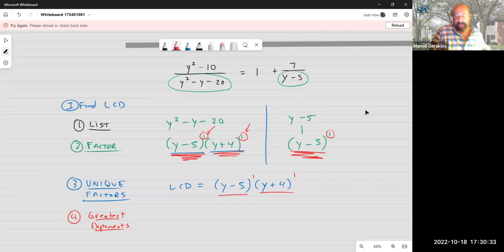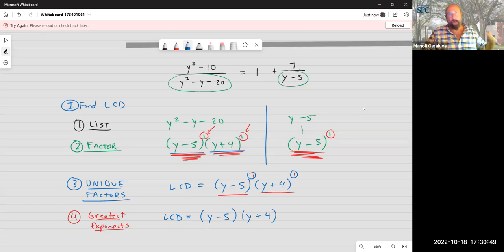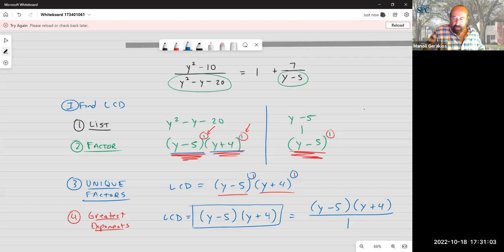Okay, how can we use the LCD? Let's clean it up one more level. Y minus 5 to the first power is y minus 5. To the first power goes away. It's still there, but doesn't need to be written in. Y plus 4 to the first power, these first powers can go away when you're summarizing the results. But I also need to be prepared to use the LCD in fraction form, rational expression form, by putting it over 1. I'm going to use it one way or the other. They both have the same value.